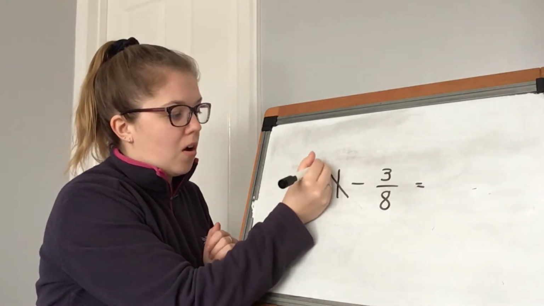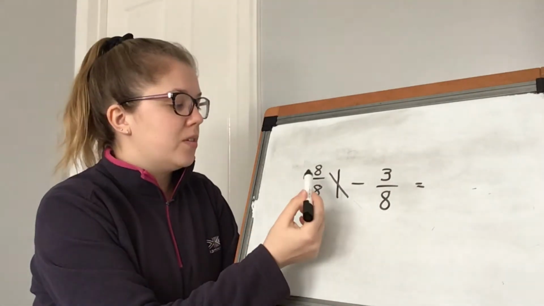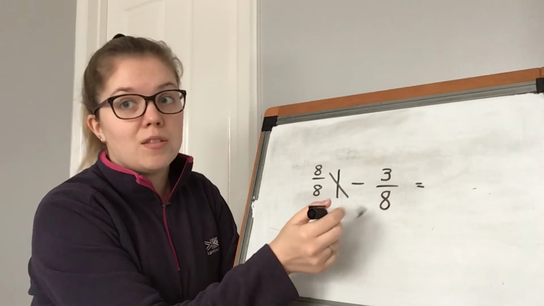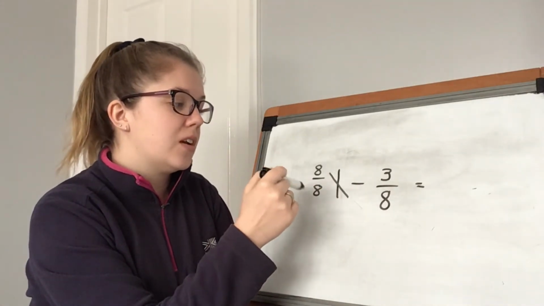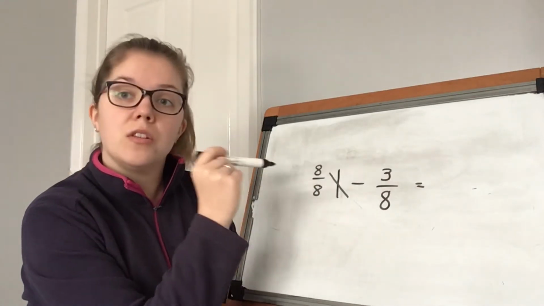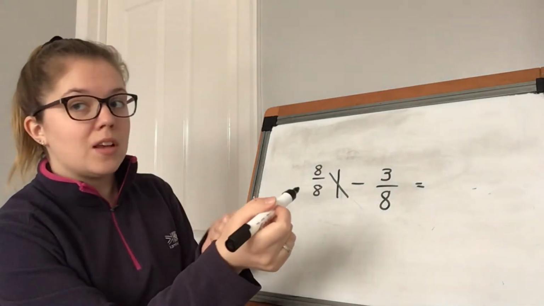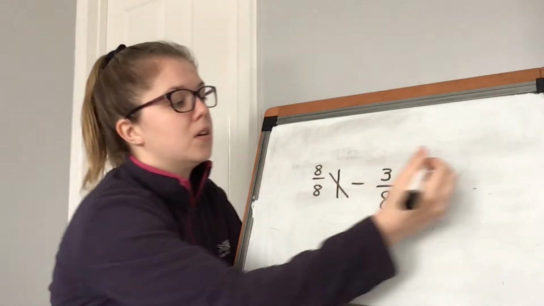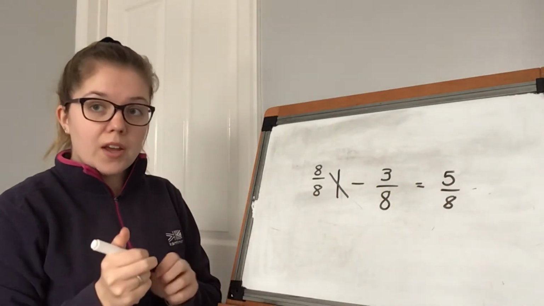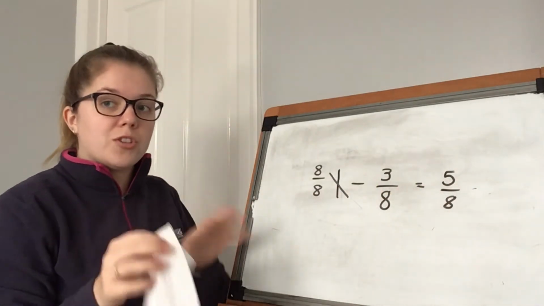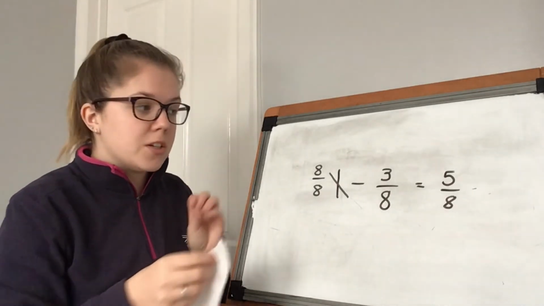So if we cross out our whole and put 8/8, because they are equivalent, they mean the same. Now what we're doing is 8/8 take away 3/8. And we know when the denominators are the same that we can just ignore them and subtract the numerators like we would normally. So 8 take away 3, 7, 6, 5. And my answer is going to be 5/8. Nice and easy. When you've got a mixture of whole numbers or mixed numbers in the fraction, try and put them into the same type of fraction to help you.